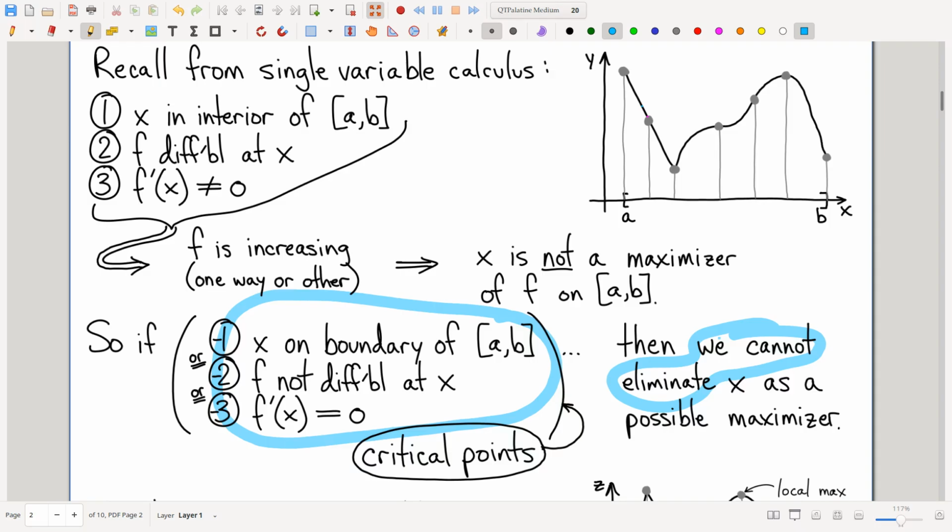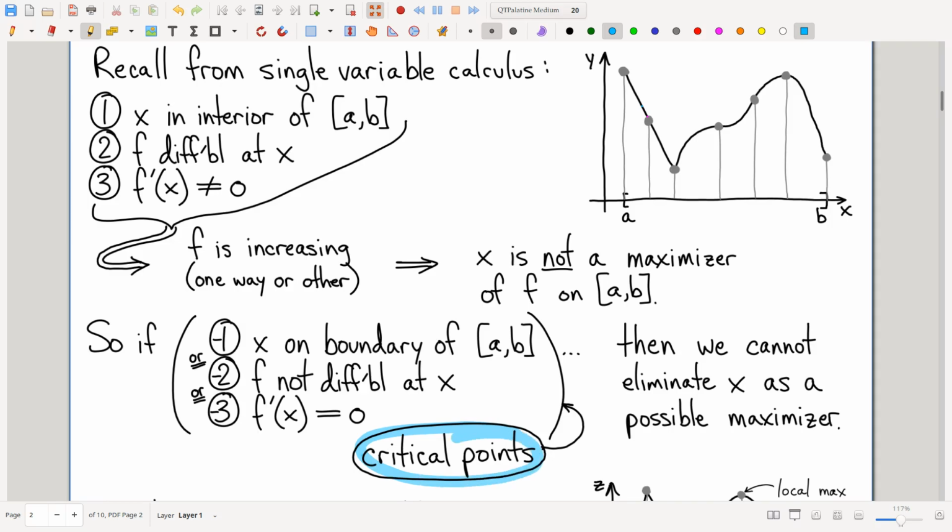Now we conceal that failure by giving them a name and calling them critical points. And okay, so now I feel like I know something. If I find that a point satisfies one of these conditions, well, I know something. I know that it's a critical point. But critical point is code for, I've got no idea what's going on there. That makes sense to everybody? Okay. All right.